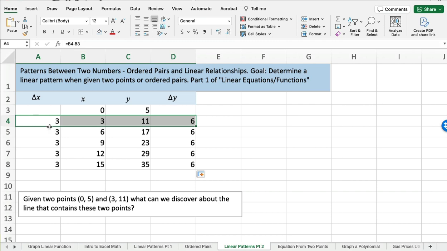If delta X is a constant, delta Y is also going to be a constant. So that's the discovery that we made today in this video: when delta X is constant and we have a linear relationship, delta Y is also going to be constant.